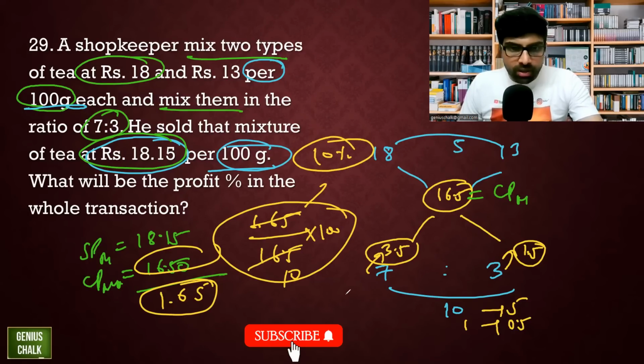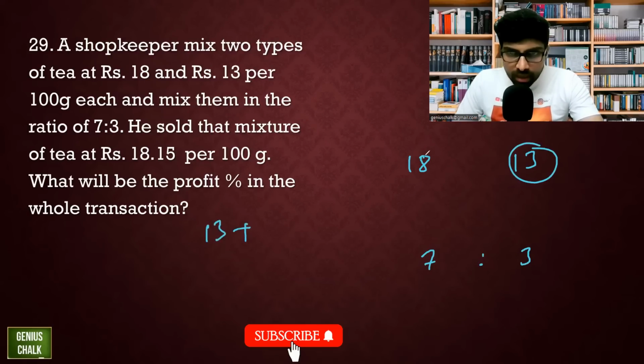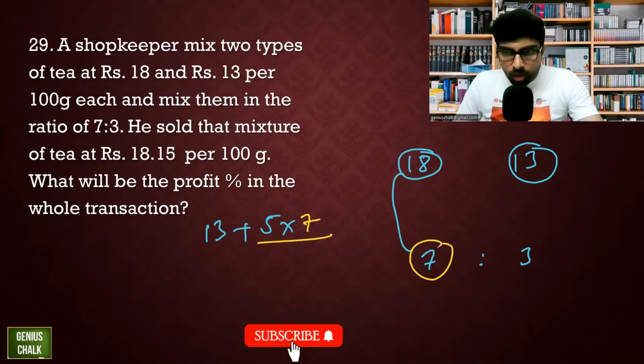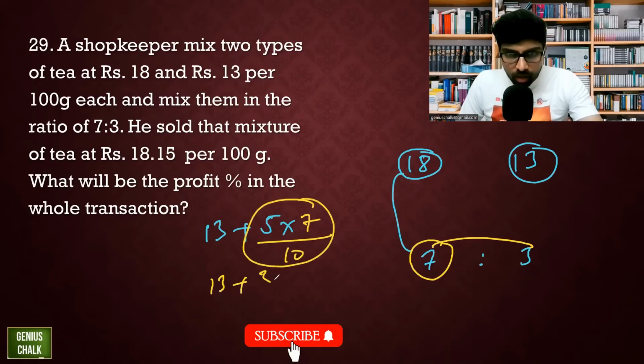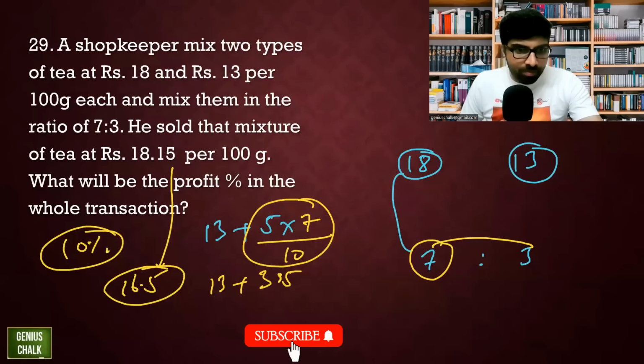And you can solve this using the second approach as well. This is 18. This is 13. This is 7:3. So take 13 as the average. What is the extra 18 has? It is having 5, and it is among 7 students. So 7 overall is 10. So this is 13 plus 35 by 10, that is 3.5. This becomes 16.5. So now you can again compare and get your answer as 10%.